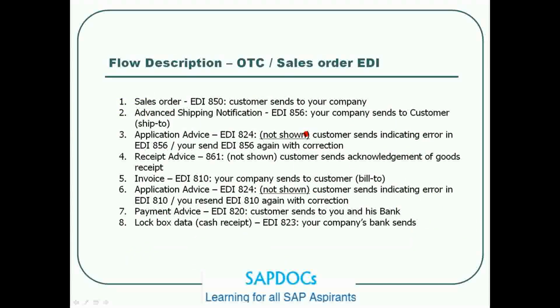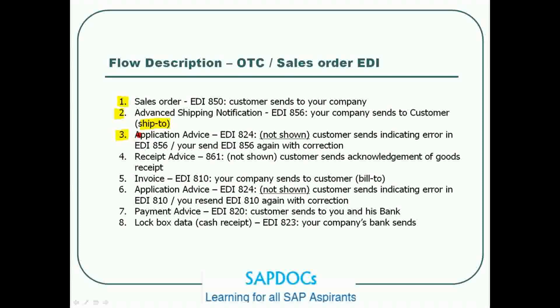A bit more description of this EDI process. Step 1, sales order EDI 850, the customer sends to your company. Number 2, advance shipping notification, your company sends to the customer and it goes to the ship-to location.